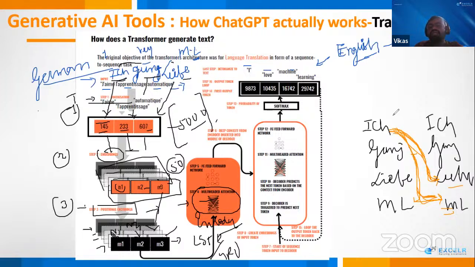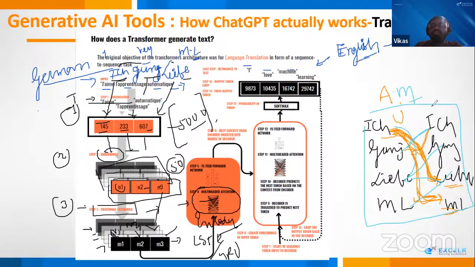So the weightages will be high. Whatever attention weights I give, the attention weight will be very high. By using this, I'm trying to create an association of Ich, I, with Liebe and ML. There will also be a connection between Gern and Ich, but a very, very thin relationship, which I'm creating with a different color. There is also a relationship with this one, and here. So this entire multi-head attention will be created, guys.